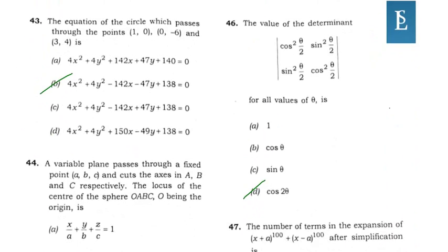Next question is, the equation of the circle which passes through the points (1, 0), (0, -6) and (3, 4). The right answer will be 4x square plus 4y square minus 142x minus 47y plus 138 equal to 0.